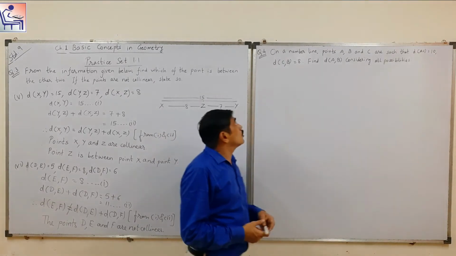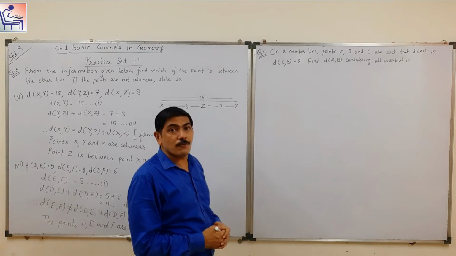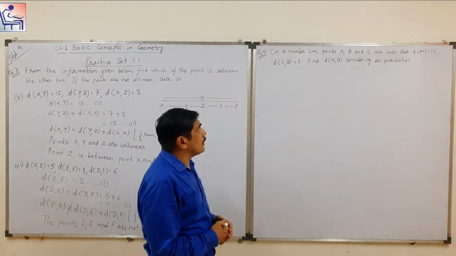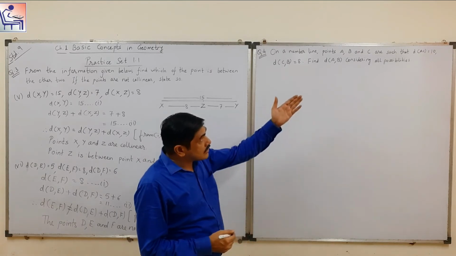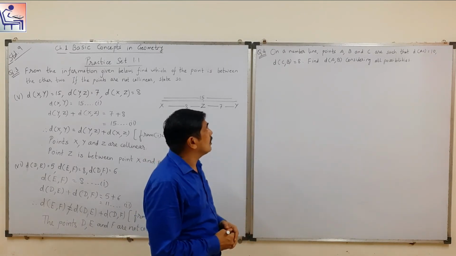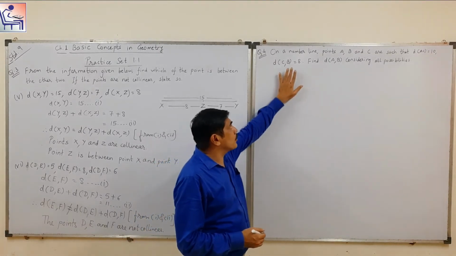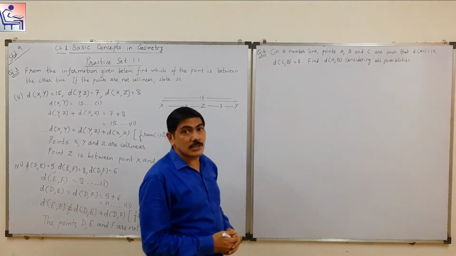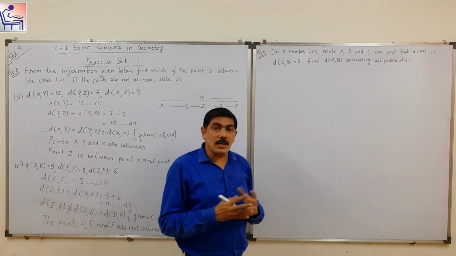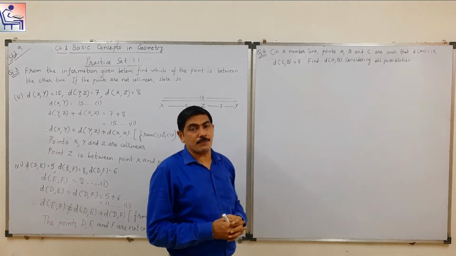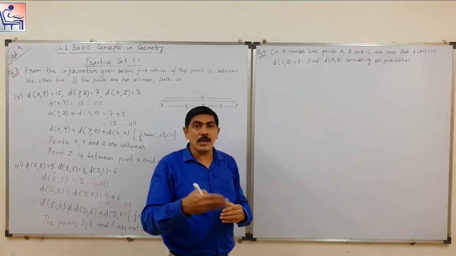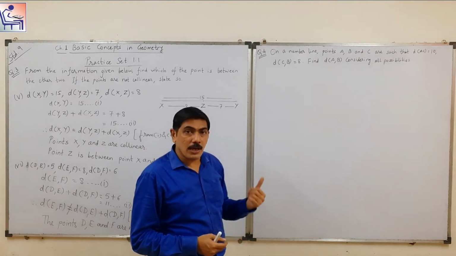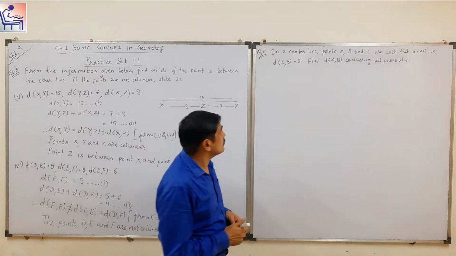Now we will move towards question number 4. On a number line, points A, B and C are such that distance AC is equal to 10, distance CB is equal to 8. Find distance AB considering all possibilities. Considering all possibilities means there are more than one possibility which we have to see here.